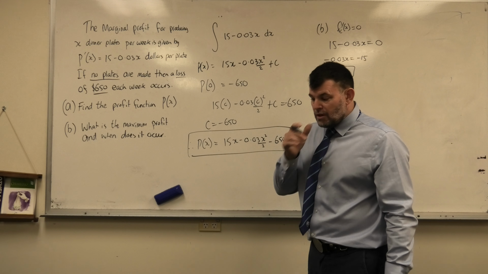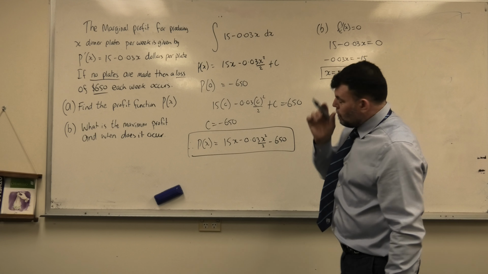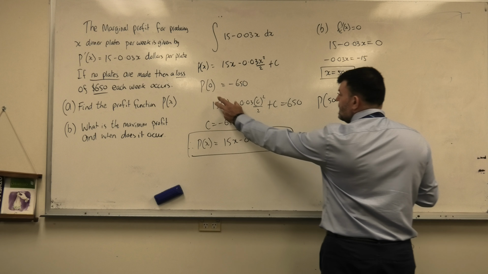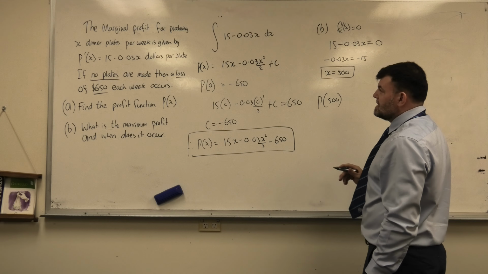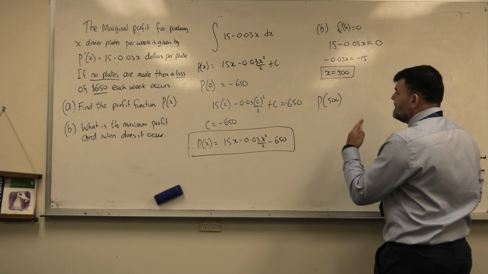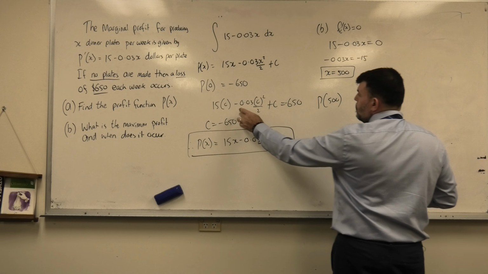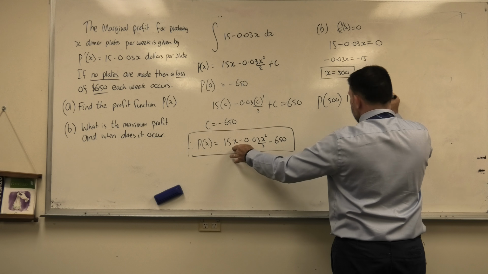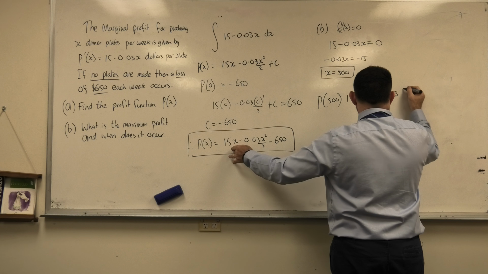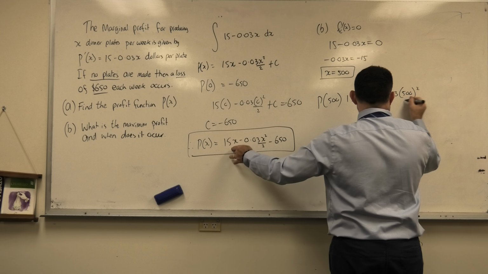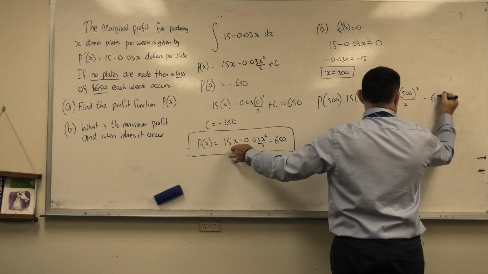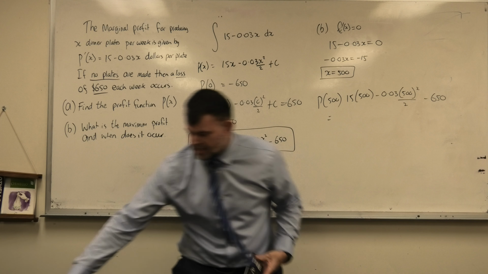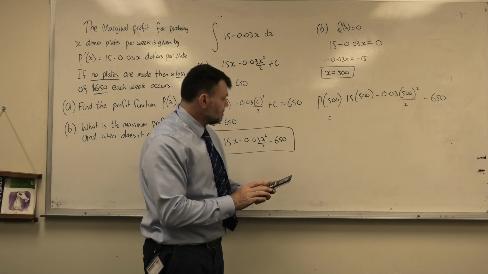Okay, so if we look at this in terms of where it occurs, we now start looking at plugging this into our function here. Because this is telling us how much profit we're making. So if we sell 500 plates, we then plug this into this equation: 15 times 500 minus 0.03 times 500 squared over 2 minus 650. So let's get a calculator out. Let's put that in together.